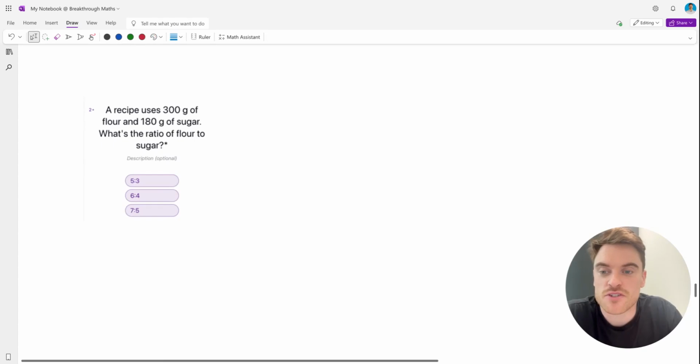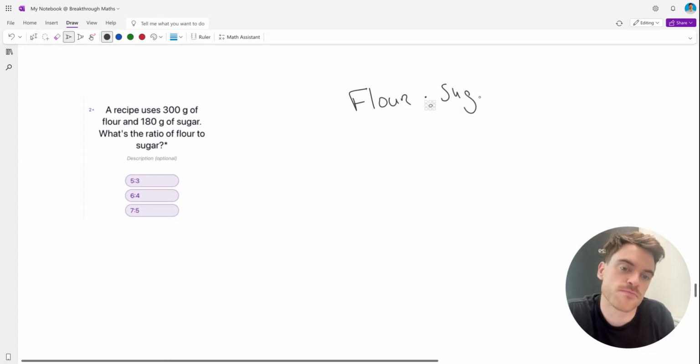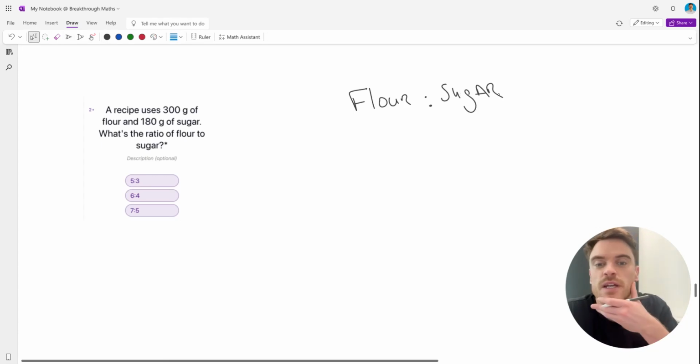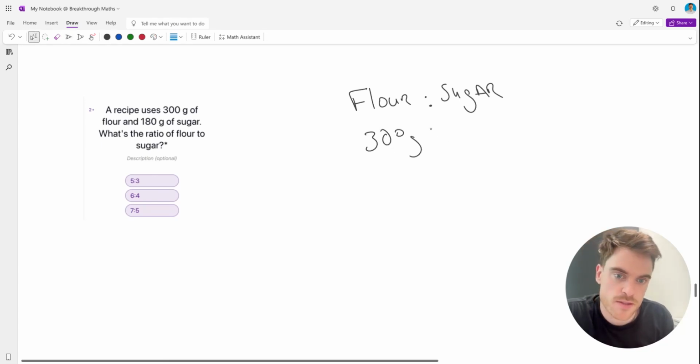A recipe uses 300 grams of flour and 180 grams of sugar. What's the ratio of flour to sugar? Needs to be clear, so put it out here. Flour to sugar. So, 300 grams of flour is to 180 grams of sugar. Get rid of the G if you want.